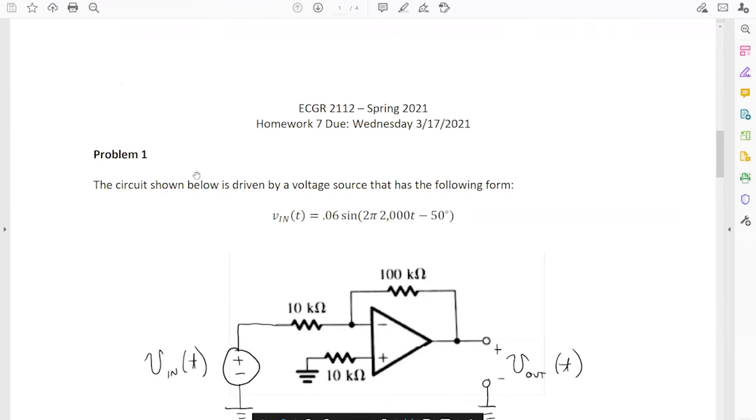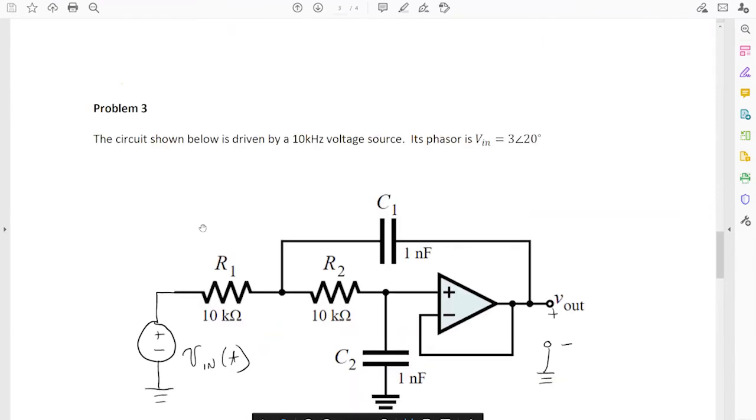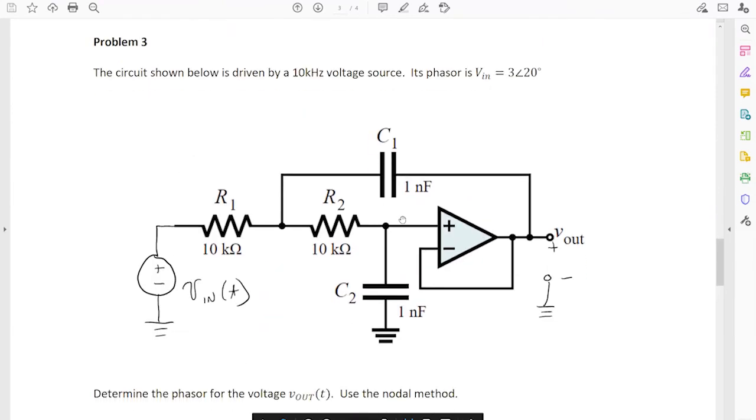Yeah, right? The thing to notice about this circuit is that this is just going to be nodal analysis at 2 nodes, right? There's going to be a nodal analysis at this node right here between R1 and R2. And then there's going to be a nodal analysis that I do right here. Okay.